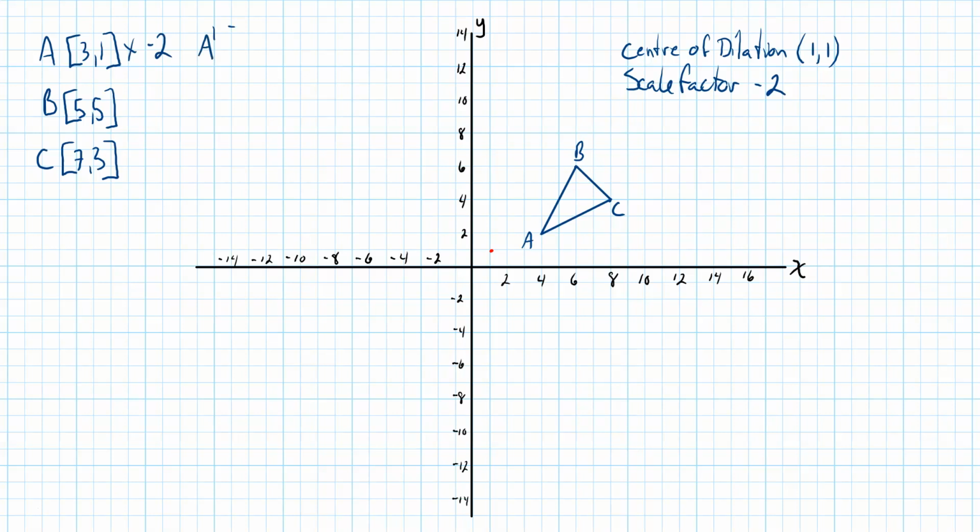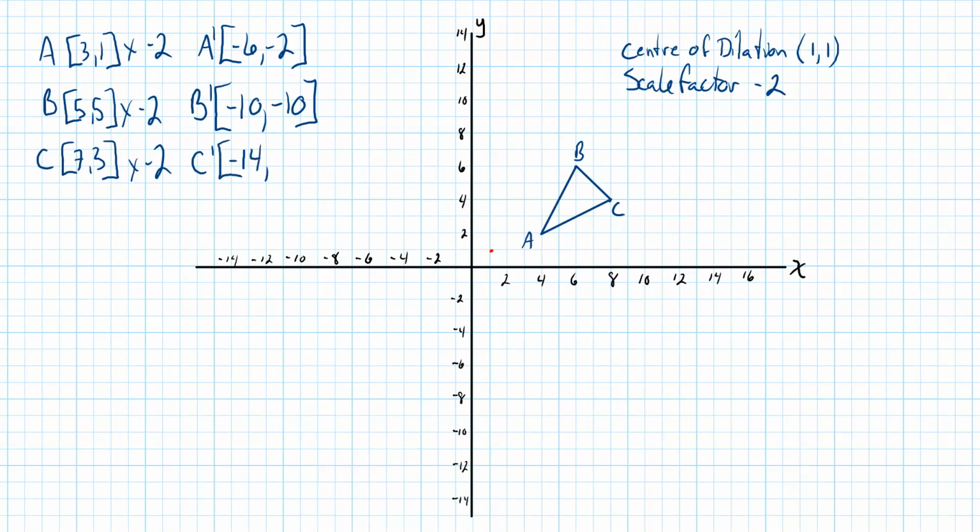So to get to A prime, the vector that's going to get us there is -6, -2. For B prime, the vector that's going to get us to B prime is -10, -10. And the vector that's going to get us from the center of dilation to C prime is going to be -14, -6.